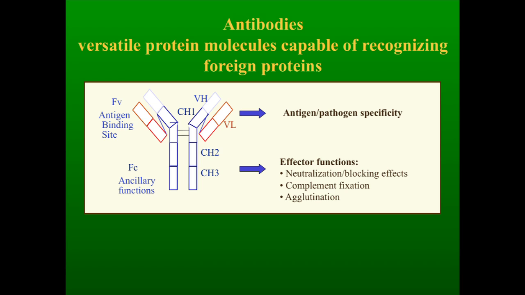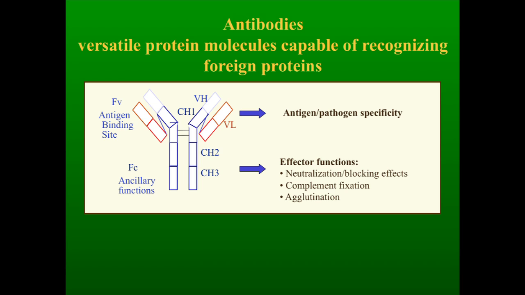So we can make mouse anti-human insulin, for example, or mouse anti-human hemoglobin. You're famous, I'll tell you.